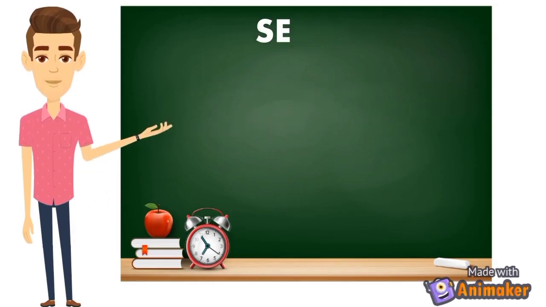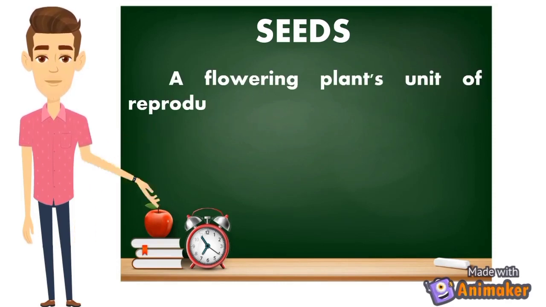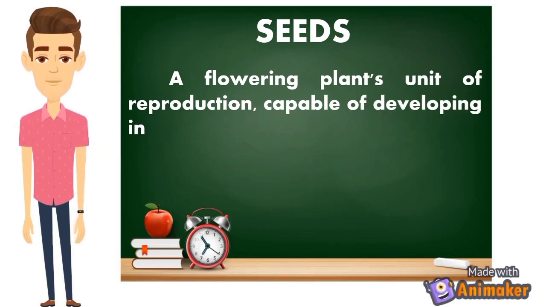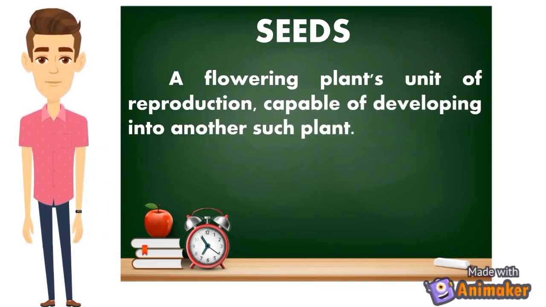Next, we have seeds. A flowering plant unit of reproduction capable of developing into another such plant. Okay, so again, para makapag-produce tayo ng panibagong plant out of the plant we're planting, of course, we need to sow seeds or magpupunla tayo ng seeds para makapag-produce tayo ng panibagong halaman na pwede nating ibenta sa mga susunod na araw or panahon. Then life cycle ulit yan, magpo-produce ulit ng seeds, then tatanim tayo.